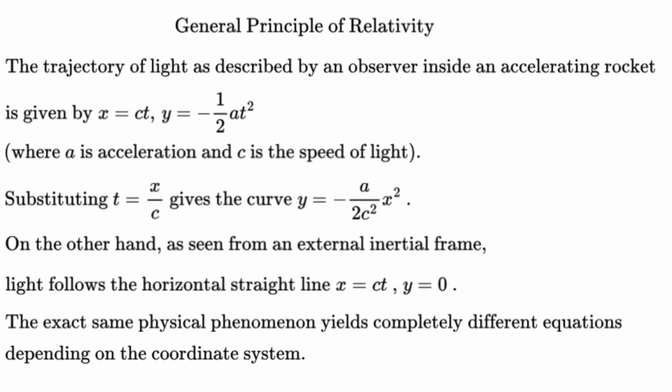General principle of relativity. The trajectory of light as described by an observer inside an accelerating rocket is given by x equals ct, y equals -1/2 at squared, where a is acceleration and c is the speed of light. Substituting t equals x over c gives the curve y equals -ax squared over 2c squared. On the other hand, as seen from an external inertial frame, light follows the horizontal straight line x equals ct, y equals 0. The exact same physical phenomenon yields completely different equations depending on the coordinate system.